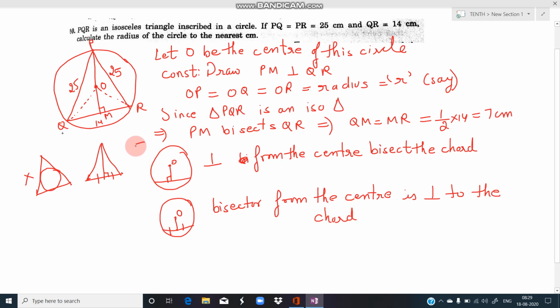So this part that I'm writing here is just for explanation. It's not to be written in the answer. So अगर हम सेंटर से परपेंडिकुलर ड्रॉ करें, वो बाइसेक्ट करता है कॉर्ड को, और अगर हम बाइसेक्टर ड्रॉ करें तो वो परपेंडिकुलर है कॉर्ड के. So what conclusion we get from these two results? The conclusion that we get is that the perpendicular bisector of the chord always passes through the center.